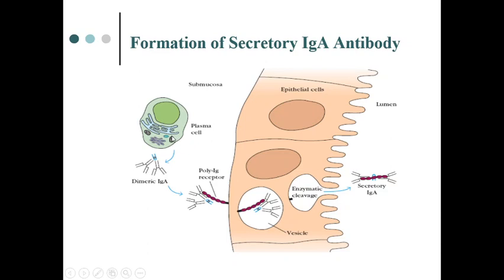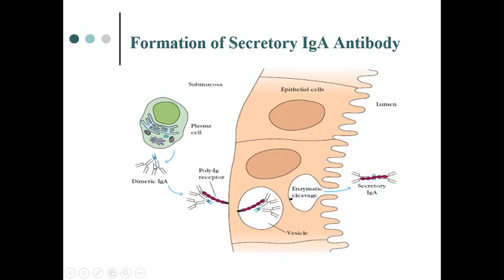As soon as the IgA molecule is produced, you see here the plasma cell is shown, and as soon as a monomer of IgA molecule is produced, there is also the J chain that is produced simultaneously. So the two monomers immediately establish contact with the J chain and become the dimers.